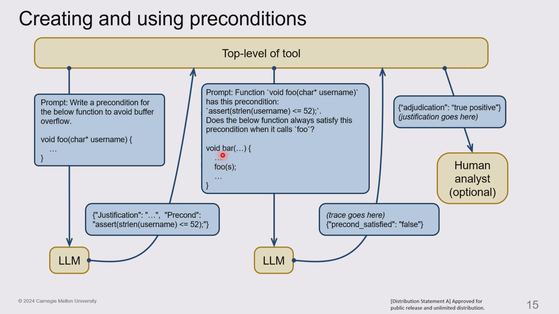and says, oh, there's this function bar that calls foo. It takes this precondition that the LLM previously generated and adds that to a new prompt, gives it this function bar, and asks the LLM, does this function bar satisfy the precondition that it previously discovered? In this case, the LLM comes back and says no, it doesn't satisfy it, and it gives us a trace showing that the precondition is falsified. Then we just combine the justification from these two different LLM responses, and we can give that as our final answer with the adjudication that it's a true positive.